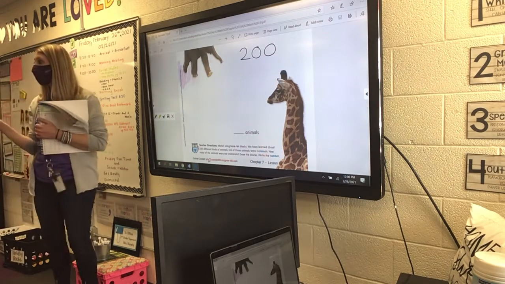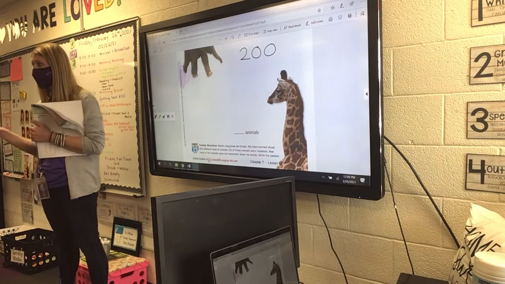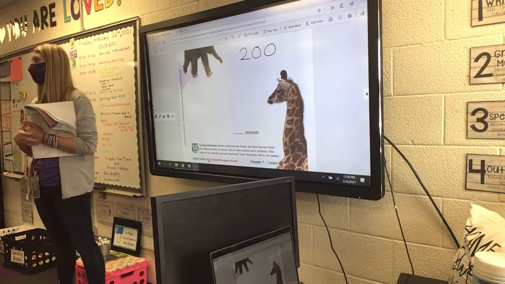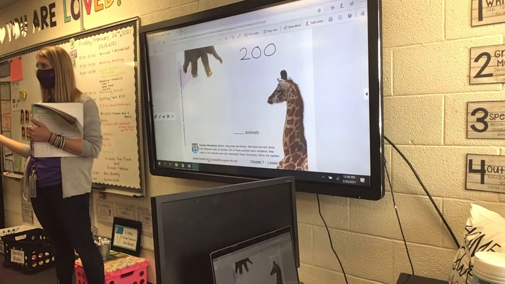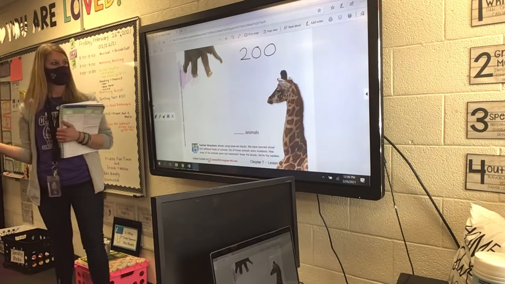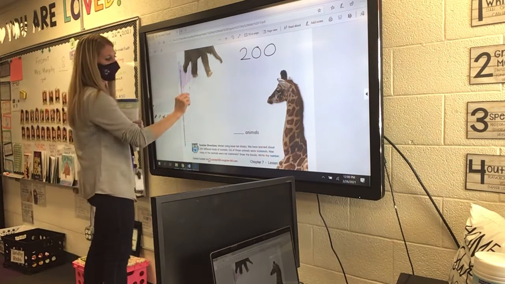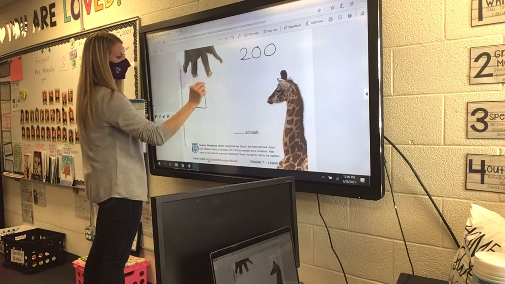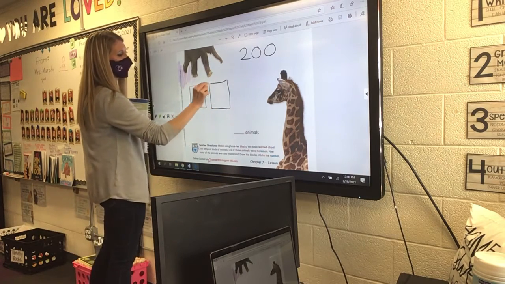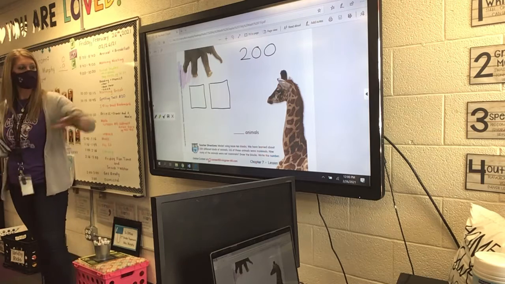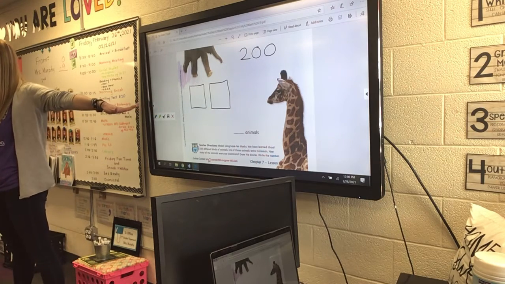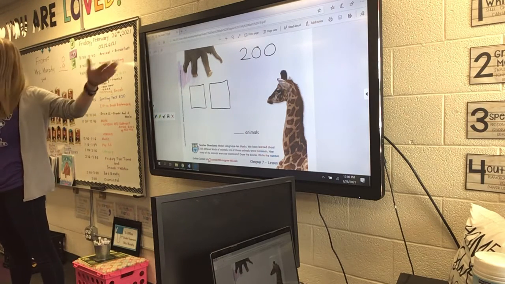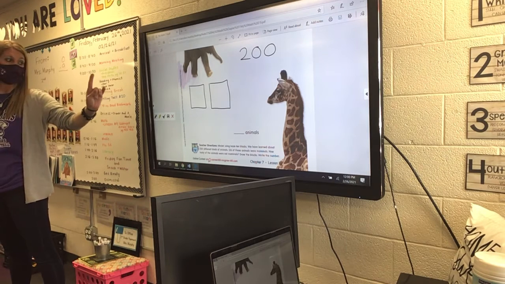Now, we're going to draw our base 10 blocks. This should be easy. If I have 200, how should I draw that? Addie? Draw 2 blocks. Yeah, 2 big flats, right? Then you don't have to do anything else. All right. So, here are the 200 different kinds of animals we're learning about.